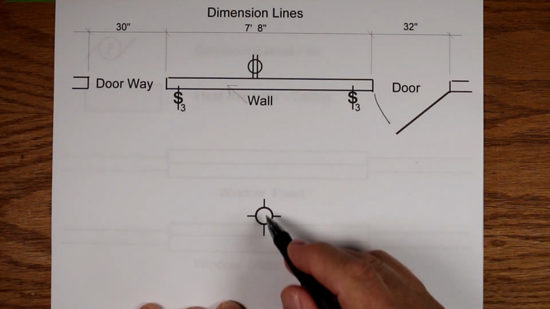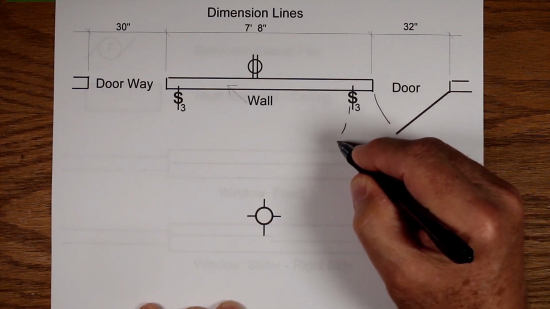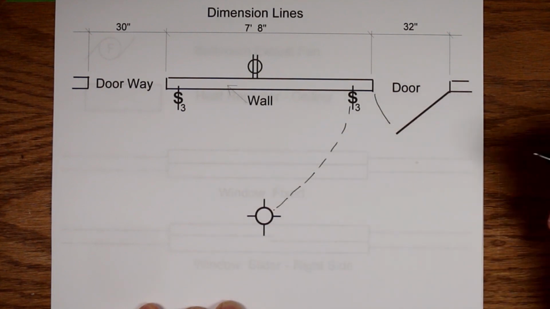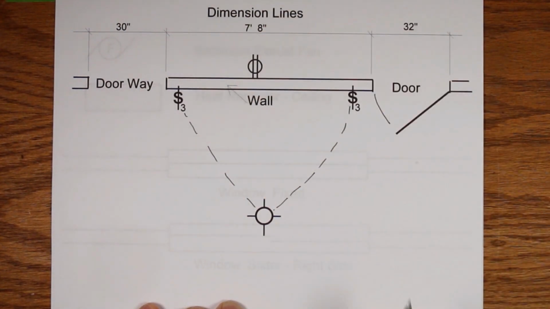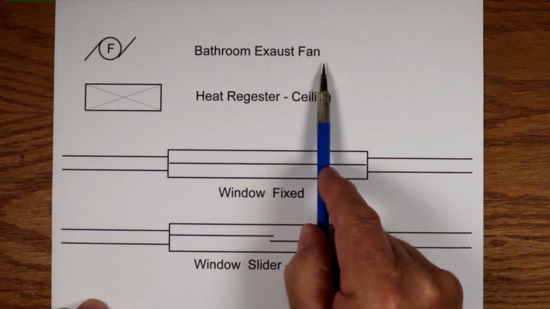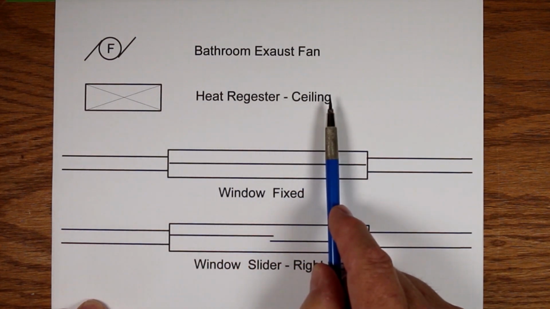This is an example of a three-way light system. The circle over the center is the light. The switch symbols show a 3 in the lower right corner, meaning the light can be turned on or off in two locations. The dash line shows the connection to all three symbols. The circle with two fins and an F inside is a bathroom exhaust fan. This rectangle with its crossing lines is a heat or cooling register for ceiling or floor.